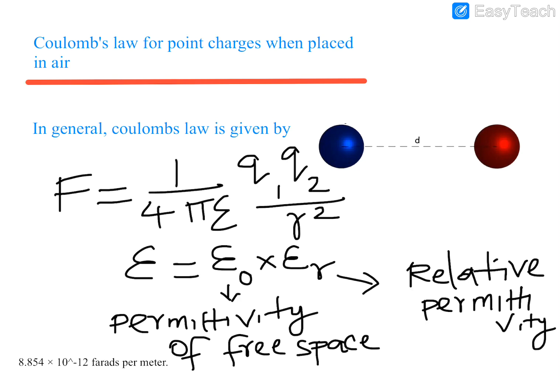Okay, now our aim is to find Coulomb's law for point charges when they are placed in air. So this is the general equation, 1 by 4 pi epsilon q1 q2 by r square, where epsilon is equal to epsilon 0 into epsilon r. So in the case of air, this epsilon r value is 1.